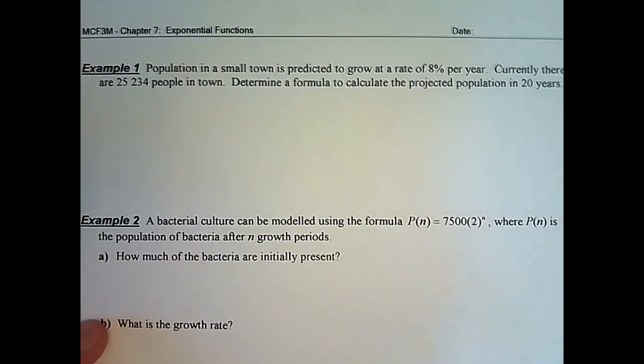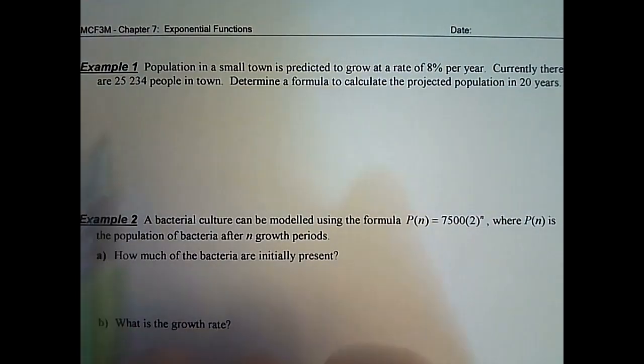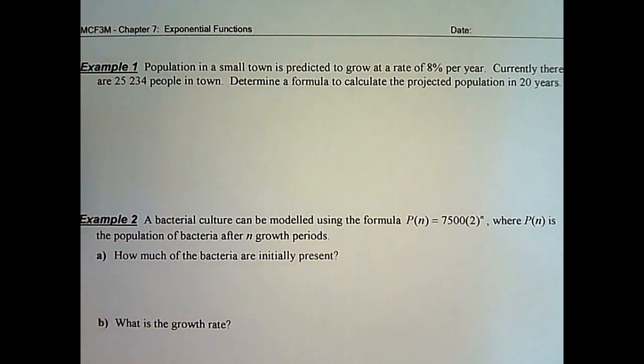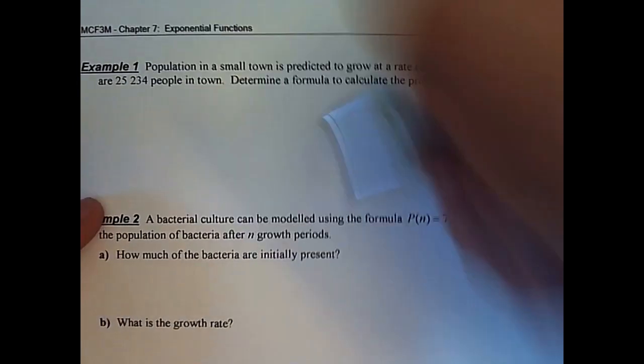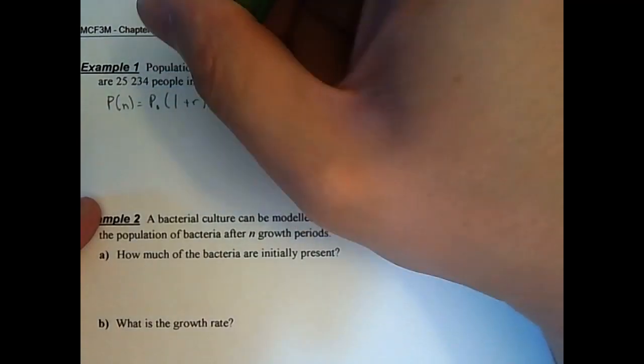Okay, some examples. Example 1: the population in a small town is predicted to grow at a rate of 8% per year. Currently, there are 25,234 people in town. Determine a formula to calculate the projected population in 20 years. So I'm going to write out a formula for growth: P0 times 1 plus r to the power of n.